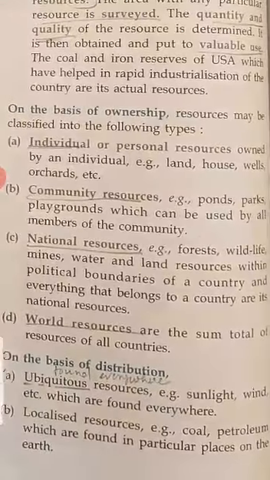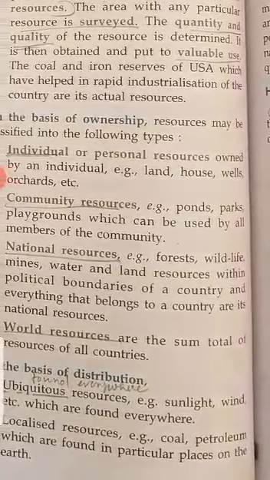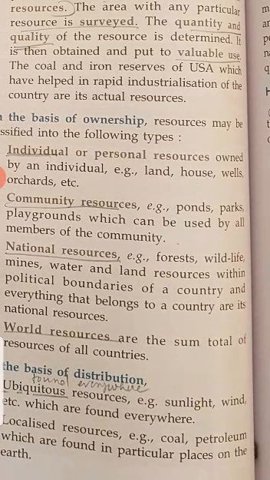First one is individual or personal resources, owned by an individual, for example land, house, wells, orchard, etc. Now coming to individual ownership, you have your house, you have your land to cultivate something, you have your own well to drink water, and you may have your own fruit garden, maybe, maybe not, whatever it may be. All these things belong to your particular family, your particular person, the parents.